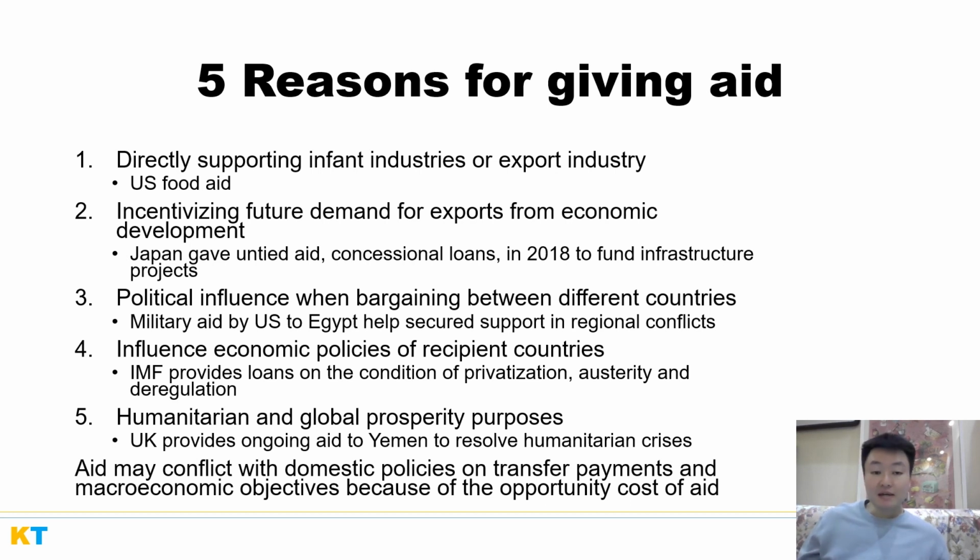So aid may actually conflict with domestic policies on transfer payments especially, and other macroeconomic objectives because of the opportunity cost of aid. So aid, at the end of the day, is another type of resource that you're giving away. And so while that might provide benefits in another country, there's the cost of giving that away, right? Like, what if that money could have been used domestically?